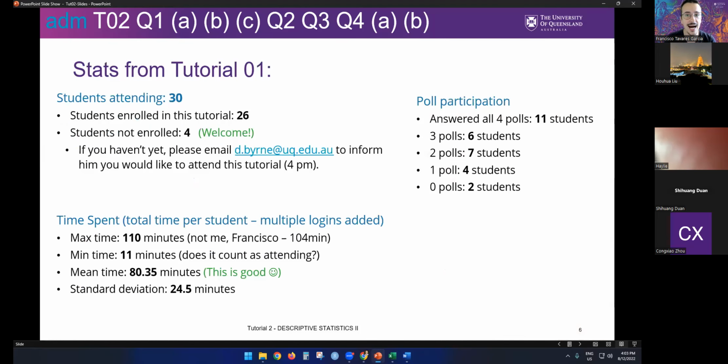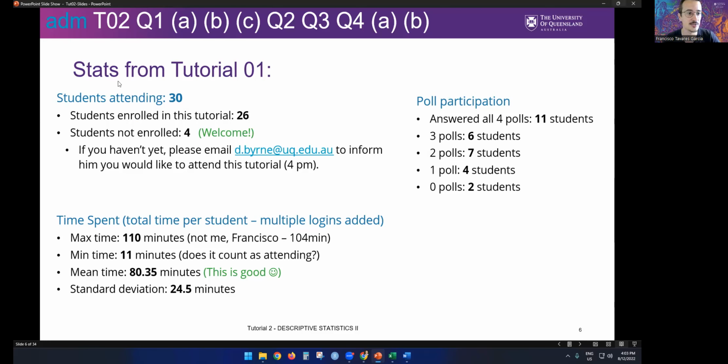As we are in a statistics class, I put some stats from tutorial 1 that I thought would be interesting to have a look at. I hope it's not covering; you can see the whole screen. We had 30 students attending, of which 26 are enrolled in this tutorial and 4 were not. Welcome to the ones who are not. Maybe today we might have a few others.